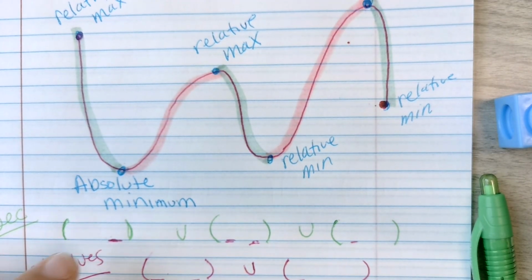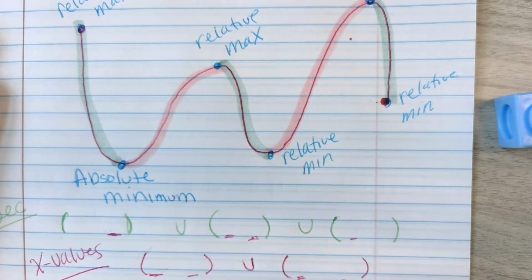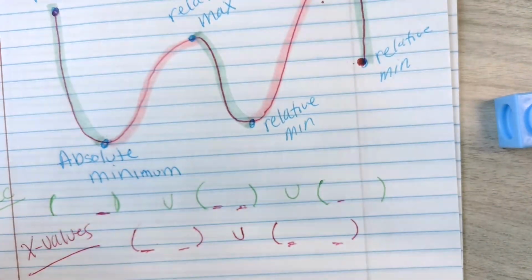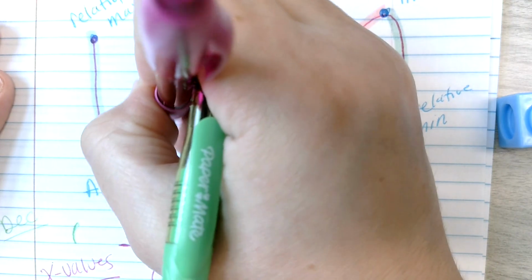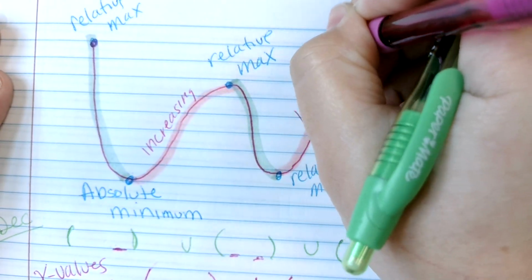One more thing I want to mark on the graph is our points of inflection. Sorry, I forgot to write our intervals. Just a second, let me add that on here.